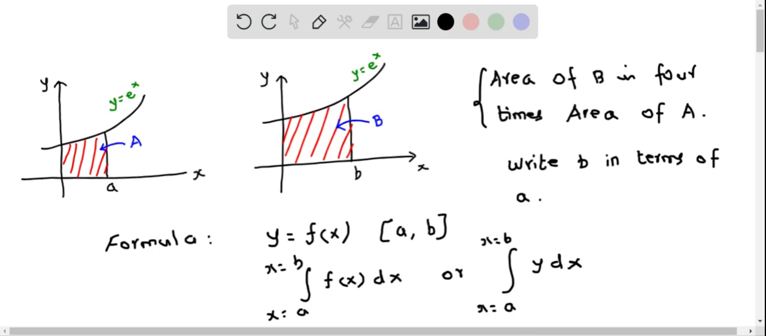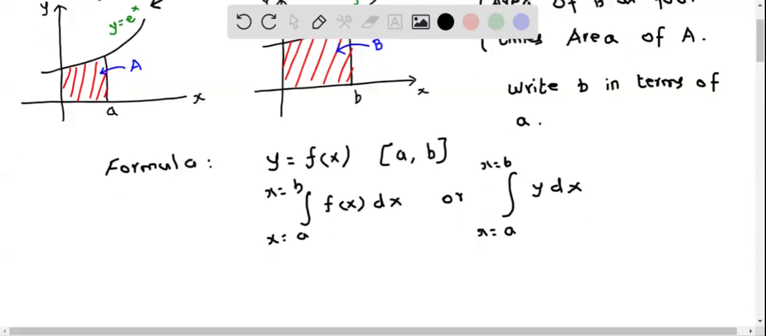So let me find the area under the curve. This is the first curve. Let's say this is the first curve and this is the second curve. In fact, both curves are the same because the curve equation is y equal to e power x. However, the intervals are entirely different. So let's find out for curve 1. I'm going to write this area as A.